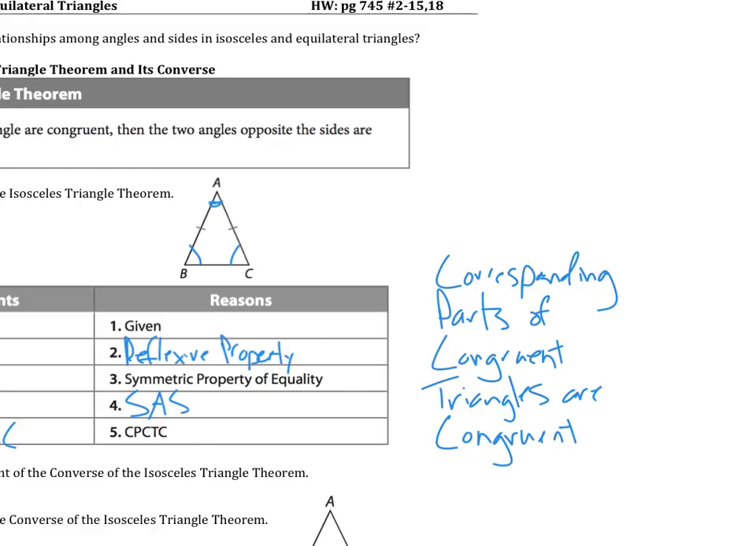But ain't nobody got time for that, so we just write CPCTC. That's how the cool kids do it. And all it's stating is, since we just proved that BAC is congruent to CAB, that those triangles are congruent because we reflected them, that everything else in that triangle also has to be congruent.